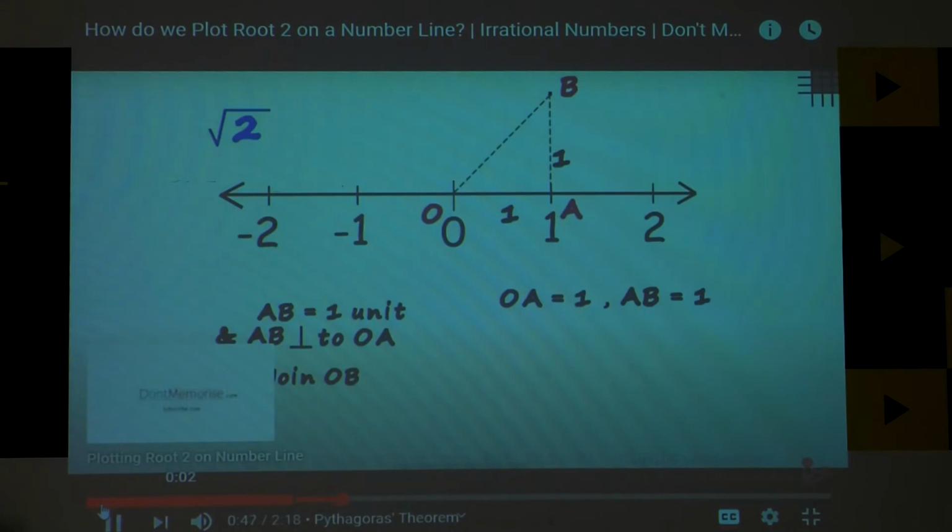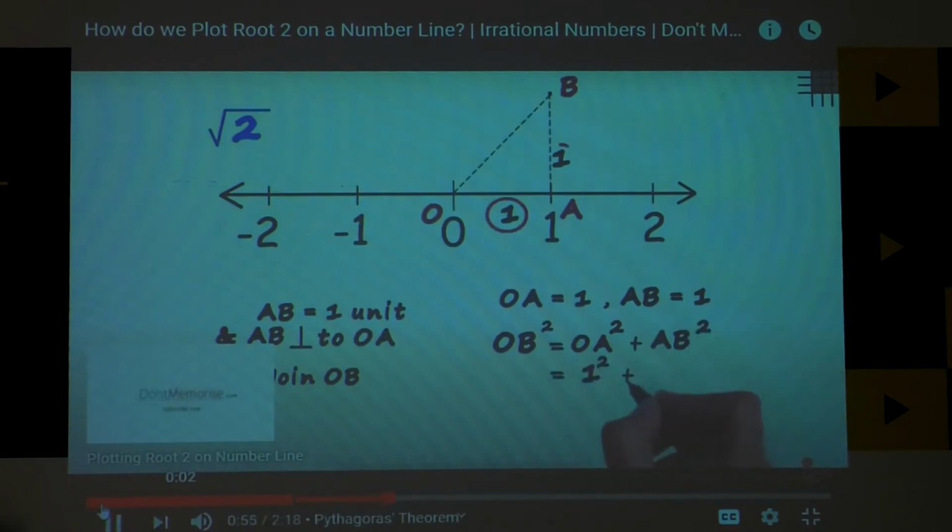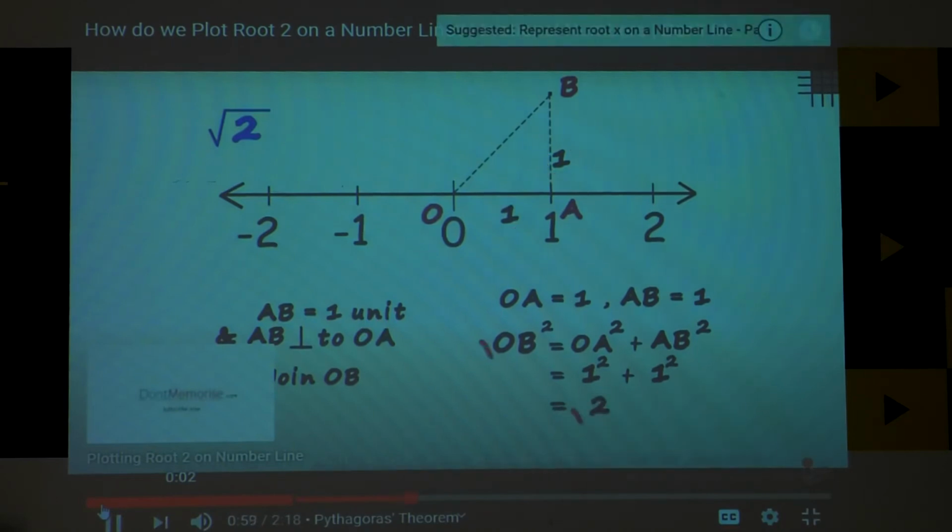Using the Pythagoras theorem, we have OB squared equal to OA squared plus AB squared. That would equal 1 squared plus 1 squared, which is 2. Taking the square root on both sides, we get OB equal to root 2 units. This length here will be root 2 units.